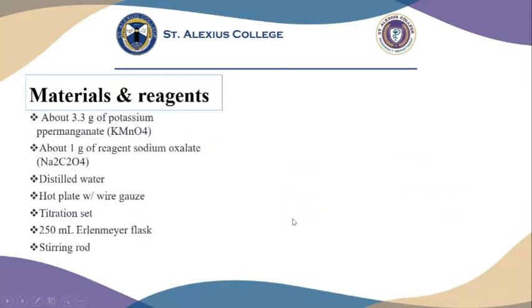The materials and reagents involved are about 3.3 grams of potassium permanganate, about 1 gram of the reagent sodium oxalate, distilled water, hot plate with wire gauze, titration set, and 200 ml Erlenmeyer flask and stirring rod.